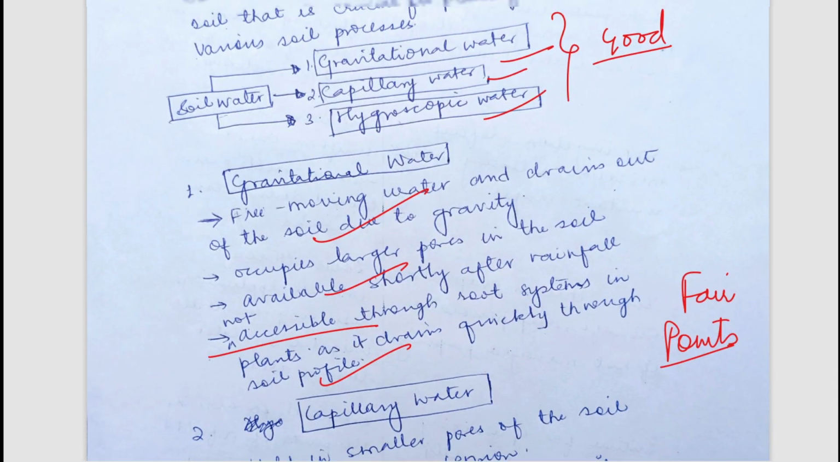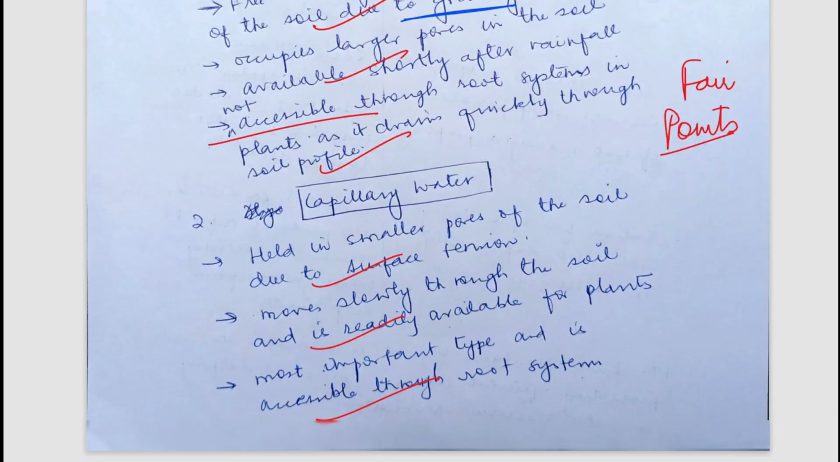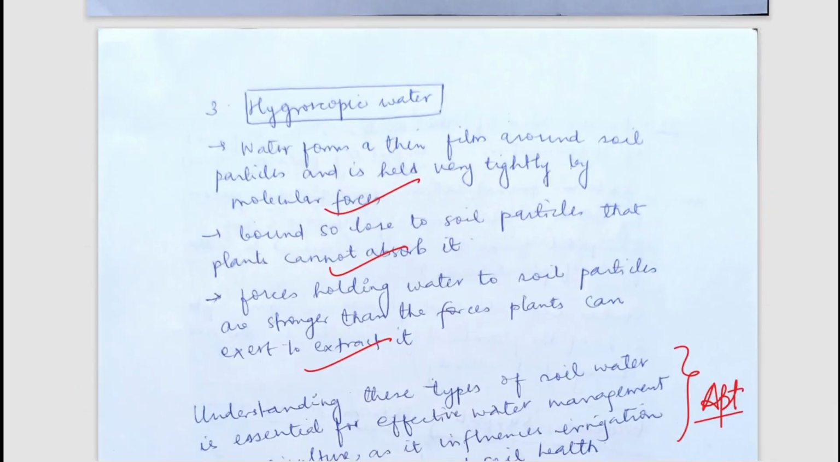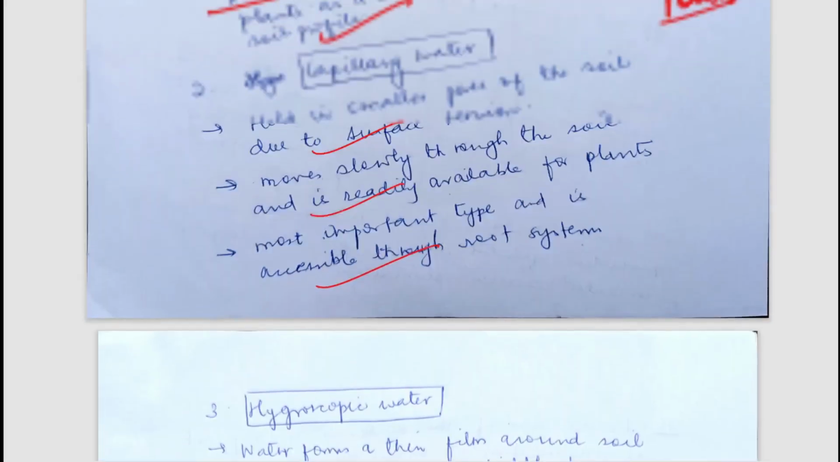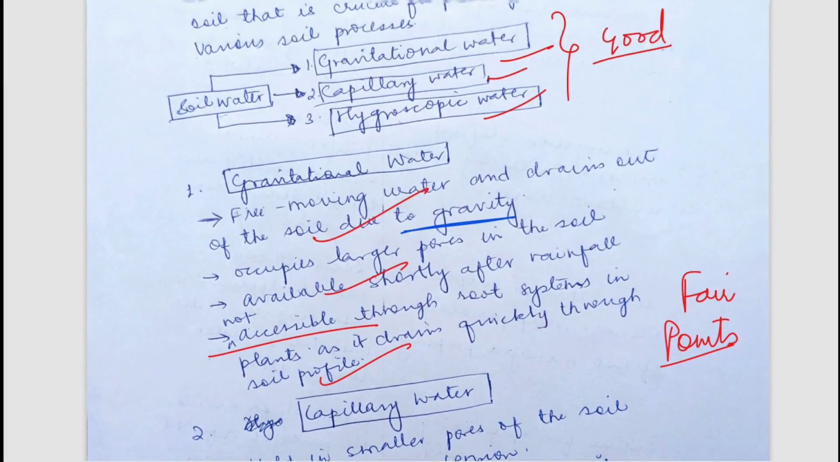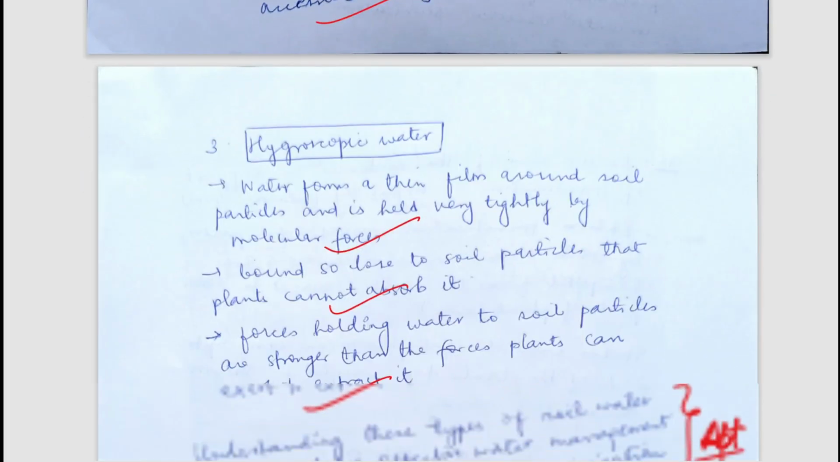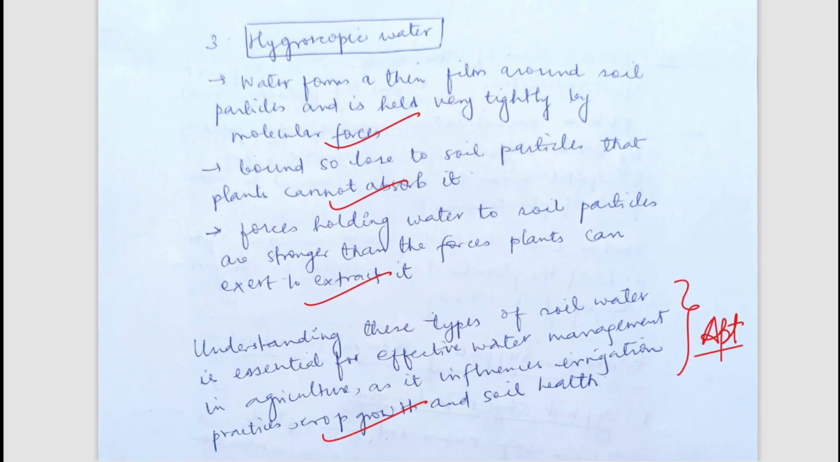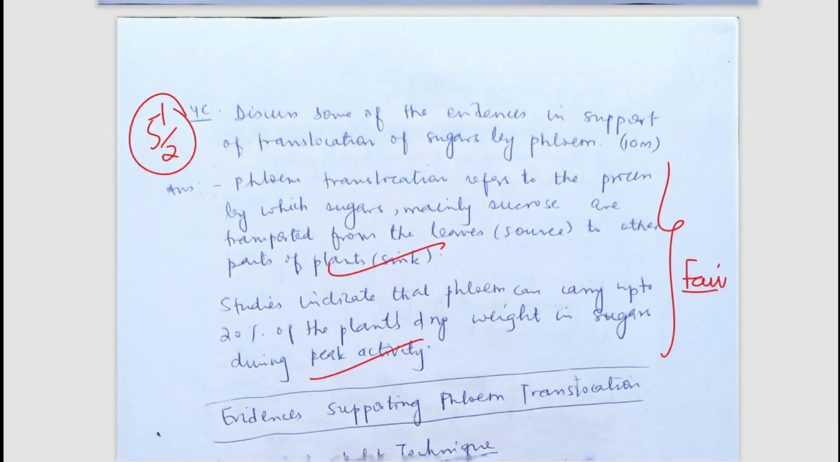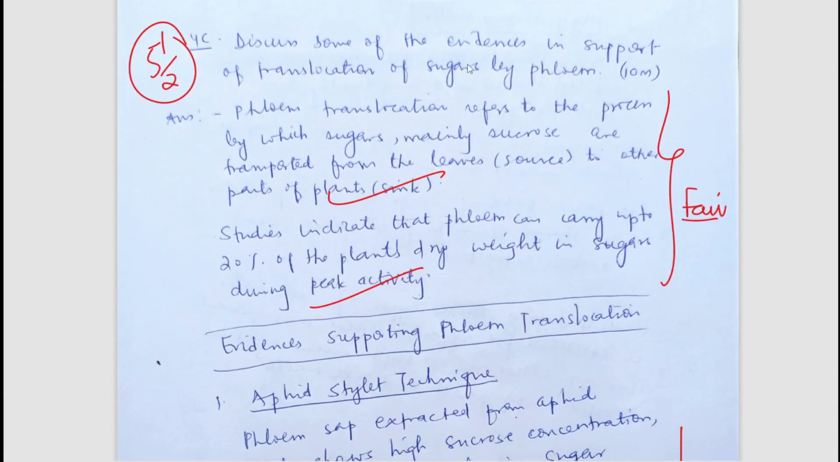Okay, gravitational water is the free moving water which drains out due to the effect of gravity. It occupies larger pores. So you can see well written points have been mentioned. Capillary water has also been mentioned, and hygroscopic water is also mentioned. If you want to read it, you can pause and read. So, a well written answer.